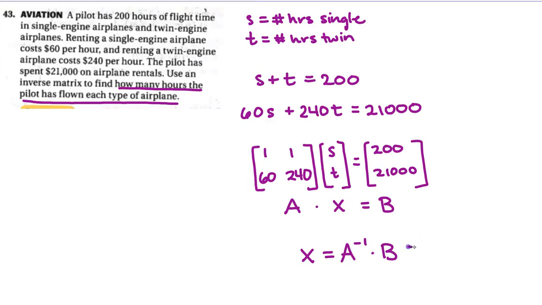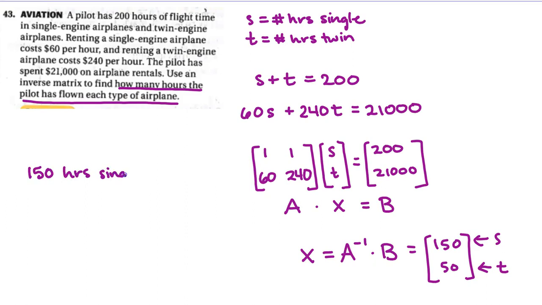So that means S is 150, T is 50. So that would be 150 hours for the single-engine planes and 50 hours for the twin-engine planes. Hope that helps.